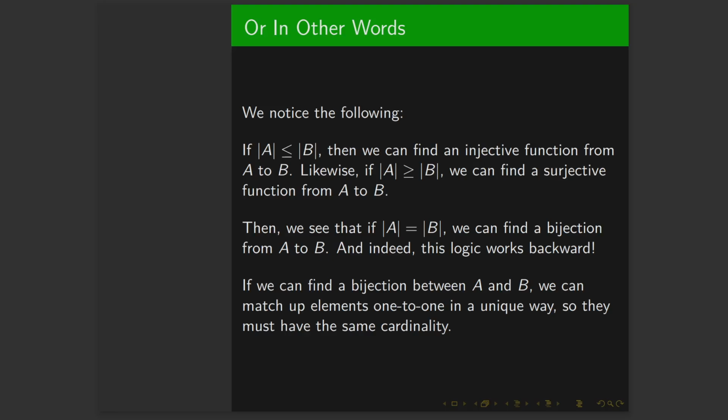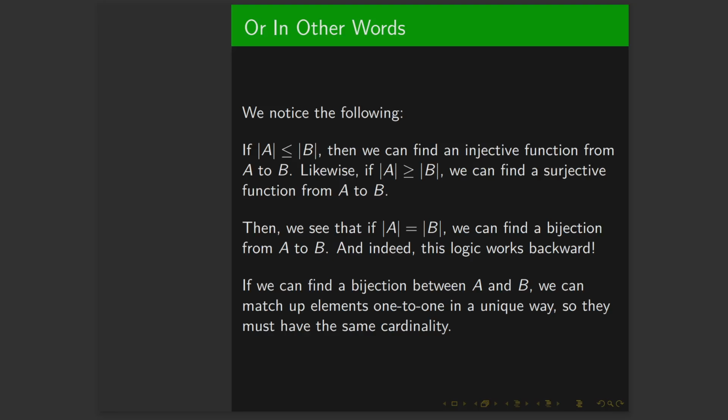When can we have an injective function and a surjective function? When the cardinality of A and B are equal. Only in that case can we find a bijection from A to B and backwards in the exact same way. And indeed, this logic works backwards as well. Think about it. If we can find a bijection from A to B, we can match up elements 1 to 1 in a unique way, so they must have the same cardinality. But then we can also reverse this backwards.